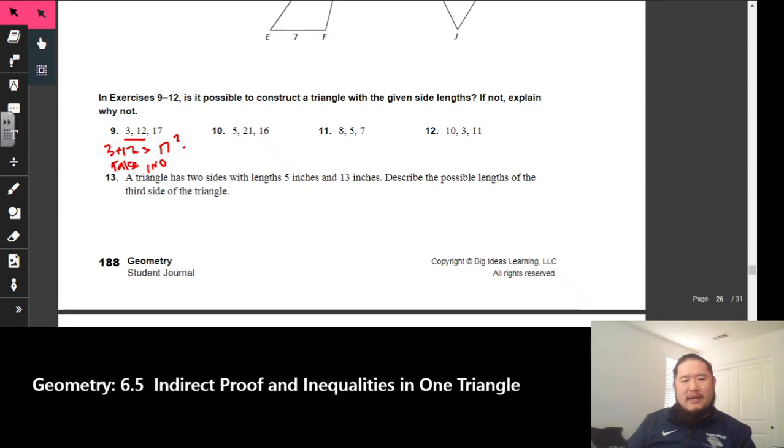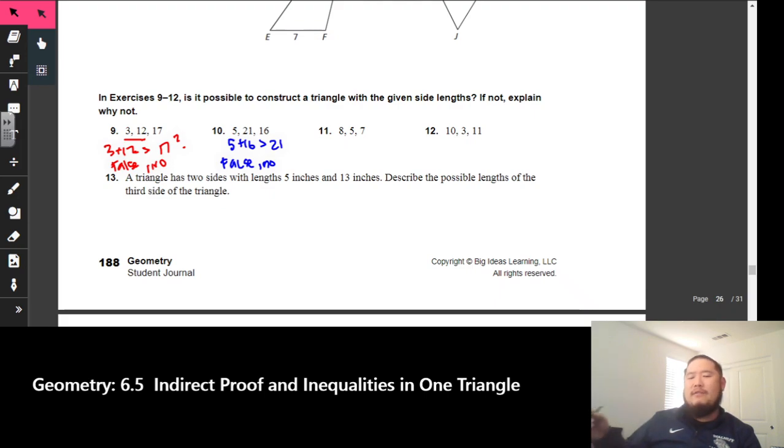My reasoning, I gave it to you mathematically this time. Let's take a look at number 10. 5 plus 21 is greater than 16. 5 plus 16, is that greater than 21? It's not. It's equal, right? 5 plus 16 is not greater than 21. This, once again, is false. So that's a no.